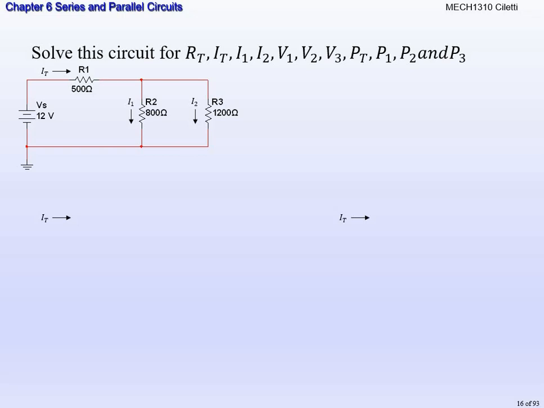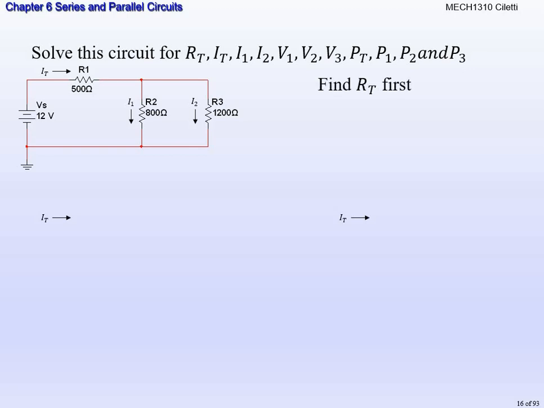Okay? So, what's the first step? We need to find total resistance. What are you asking yourself in your head? What's the relationship between all the resistors? You should see that R2 and R3 are in parallel with one another, and that combination is in series with R1. Alright, so I'm going to redraw the circuit.